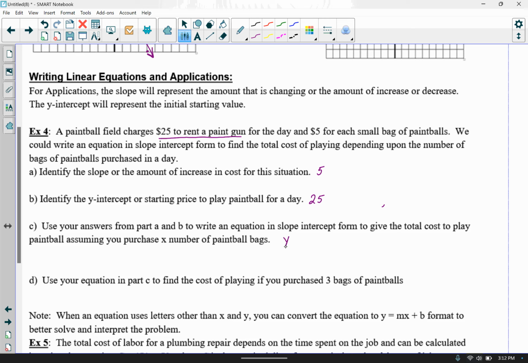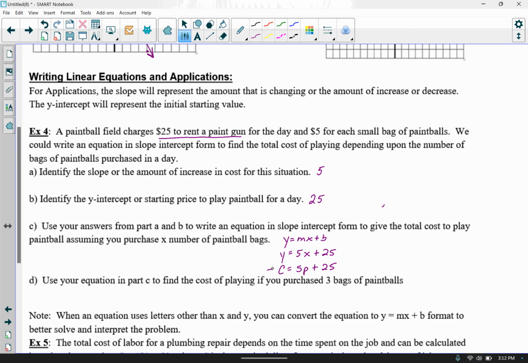So remember, we're going to put it in y equals mx plus b. M is how we're changing. We're changing by the number of paintball bags that we buy. And then b is our initial cost, which is $25 for the gun itself. Sometimes using intuitive letters is helpful. So in place of y, let's say I used C. C would represent the cost. 5, and let's say P represents the number of paintball bags, plus 25.